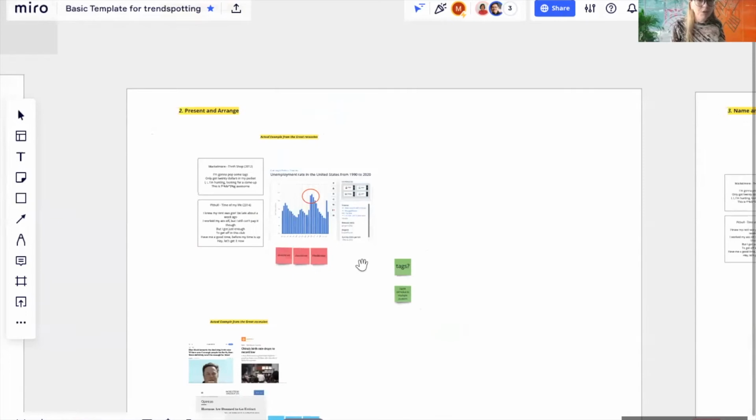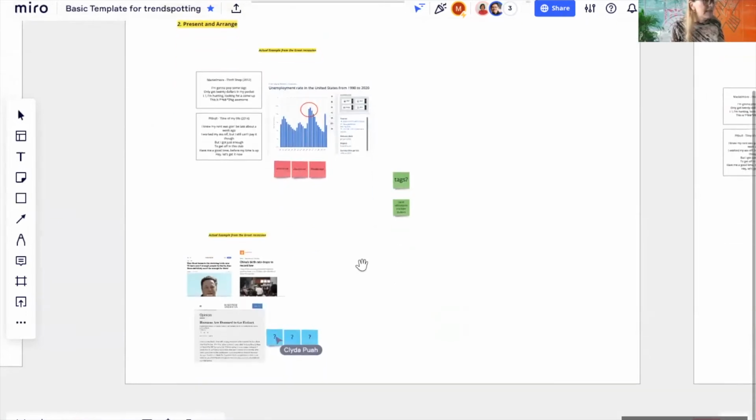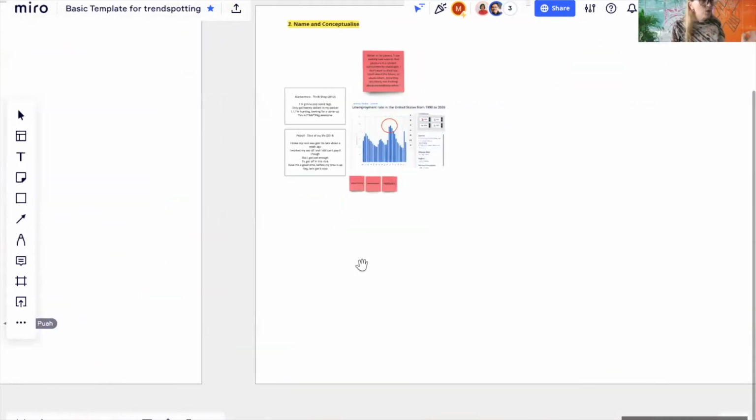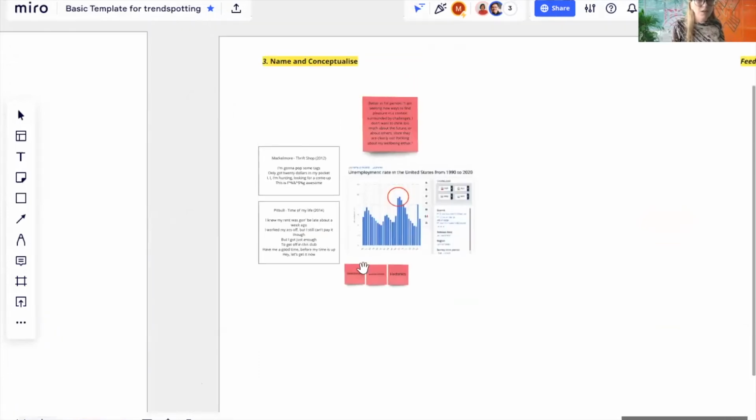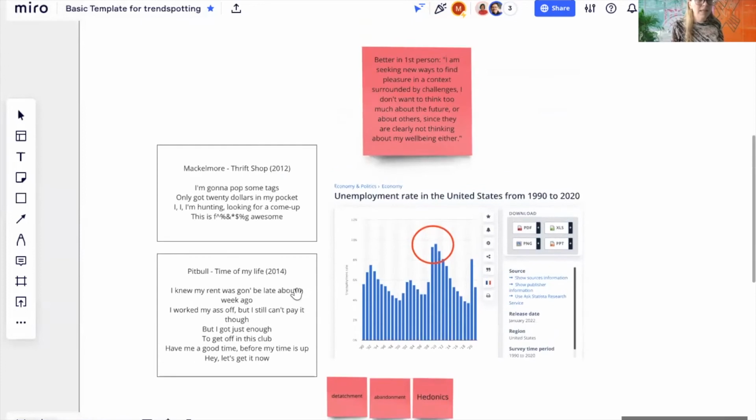And then after you've done that, presenting and arranging, and you start to create these buckets of concepts, you start to really name it and conceptualize. And this is probably the part where it's better for you to try to do some sort of articulation in first person. So for this example, from the Macklemore songs and the Pitbull songs, I chose this example.